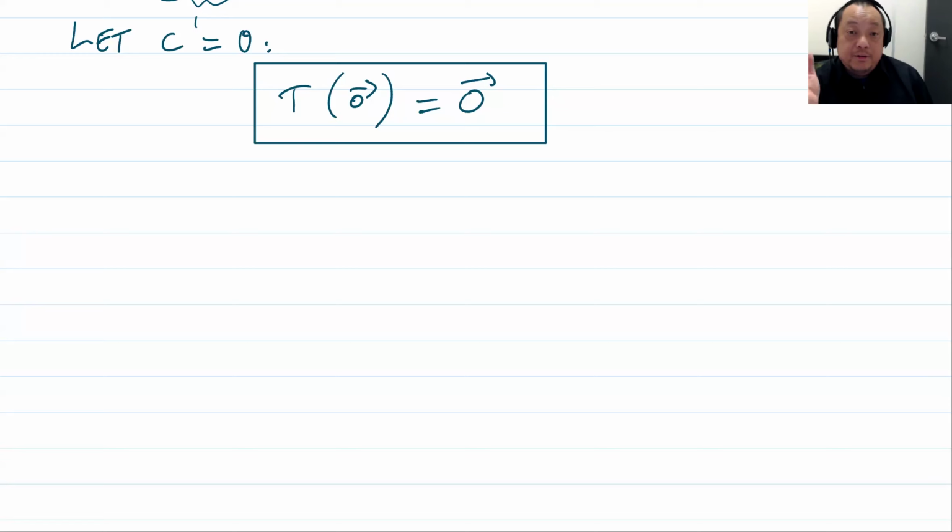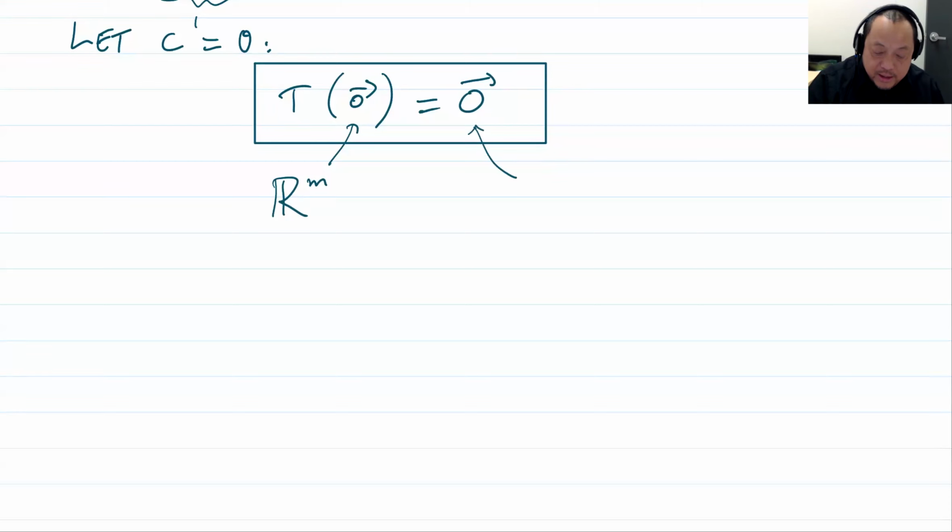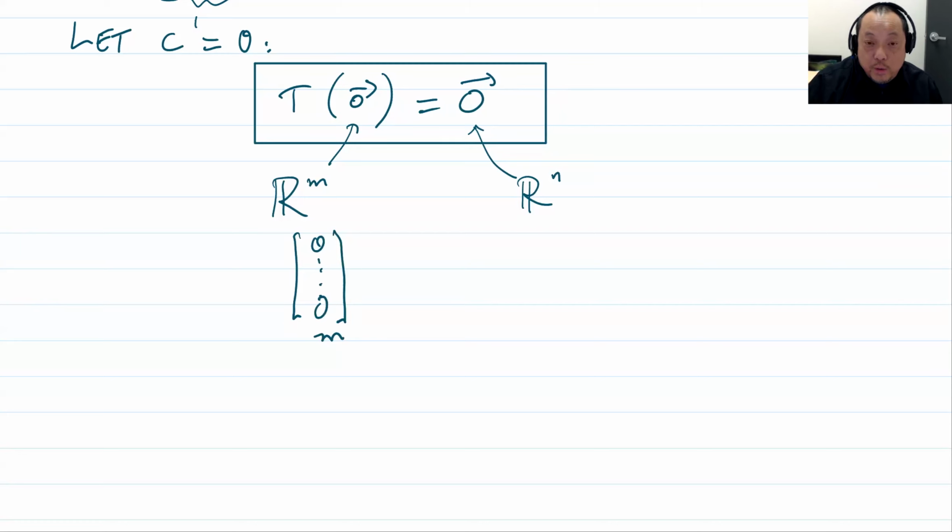All right, this property is actually more profound. It has a deeper meaning than first appears, because this 0 here is in the Rm space, and that 0 there is in the Rn space. So this property actually says that if T is a linear transformation, then you start out with a 0 vector of this size, and you always end up with a 0 vector of a different size.